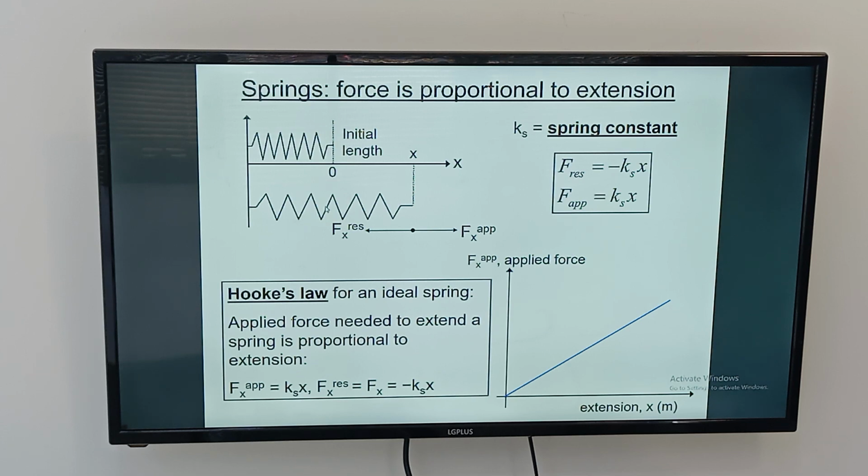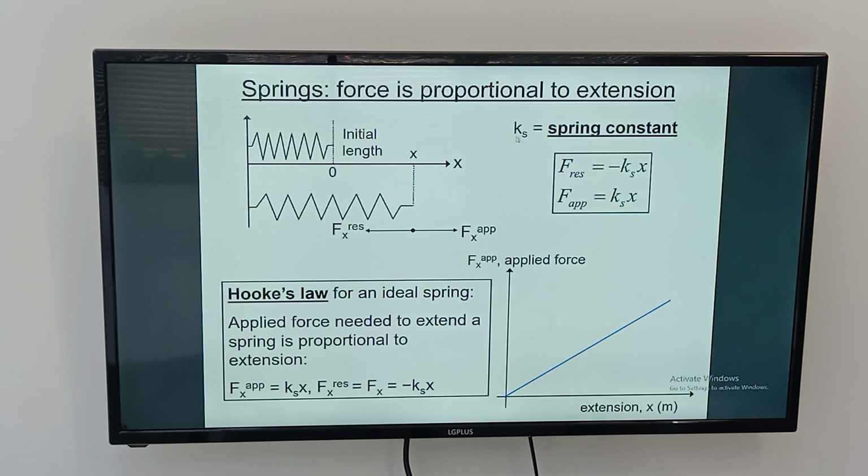This movement of the spring from its initial length to a new length, or a new extension, happens when the force is applied, okay? So F of x at rest is the force at the initial length, where there is no force applied to the spring, in its natural position. And F of x is also the force when applied. It means F of applied force.